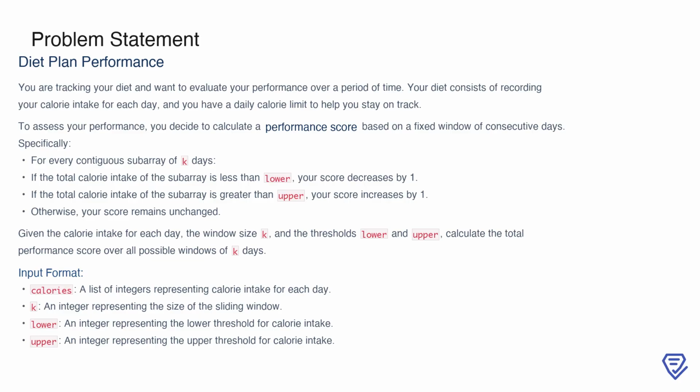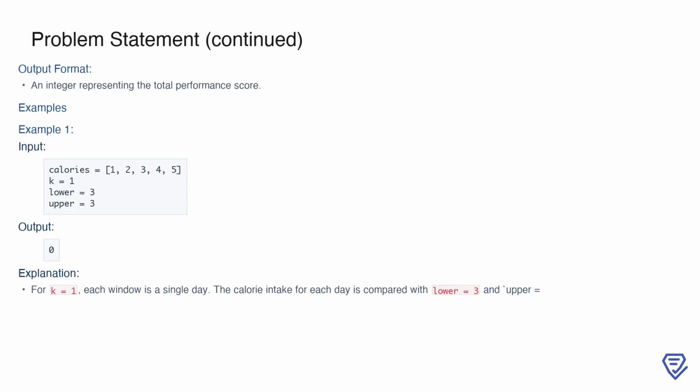If this total is less than a given lower threshold, your score decreases by 1. If the total exceeds an upper threshold, your score increases by 1. Otherwise, the score remains unchanged. The goal is to compute the total performance score across all possible windows of k days. Now, let's look at the output format and an example to understand this better.